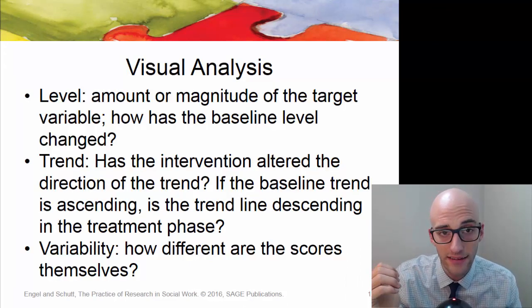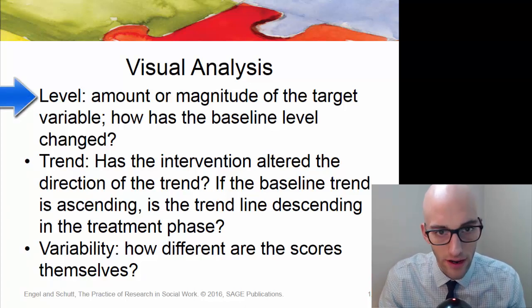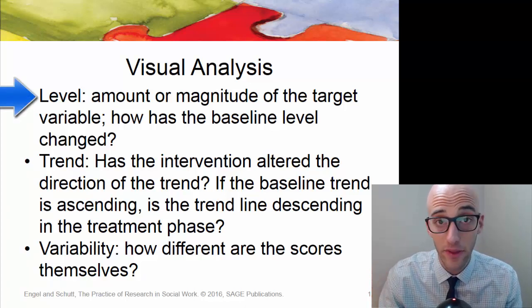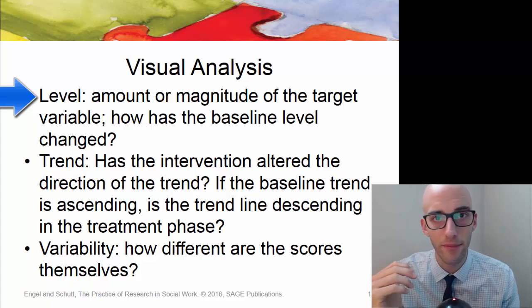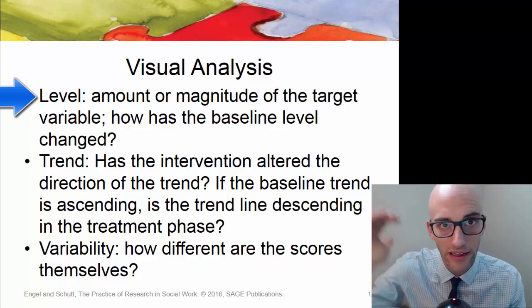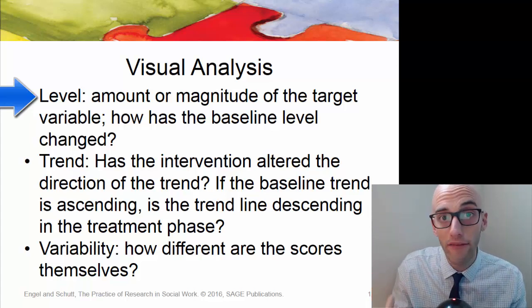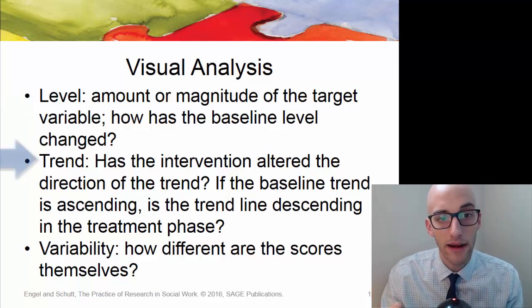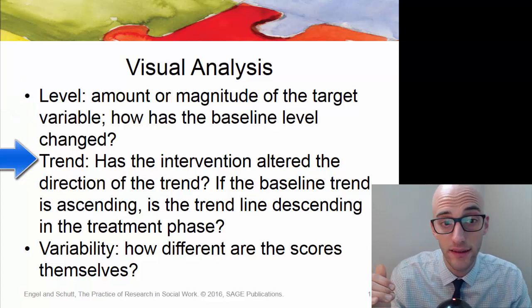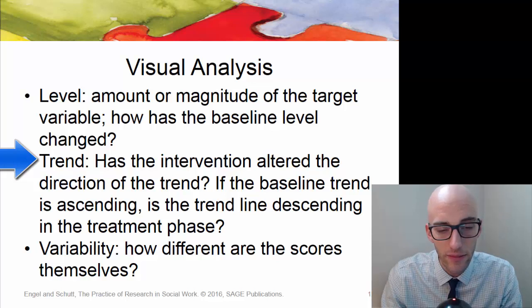So in the visual analysis, based on that graph I just showed you, level is the amount or the magnitude of the target variable. And how has it changed from the baseline to the intervention phase? Has it remained pretty consistent, or has there been a big gap once the intervention has been implemented? Did they significantly shoot up with anxiety, or did they significantly decrease? And through the graphing, we can explain some of that. Regarding trend, has the intervention altered the direction of the trend? If the baseline trend is ascending, is the trend line descending in the treatment phase?